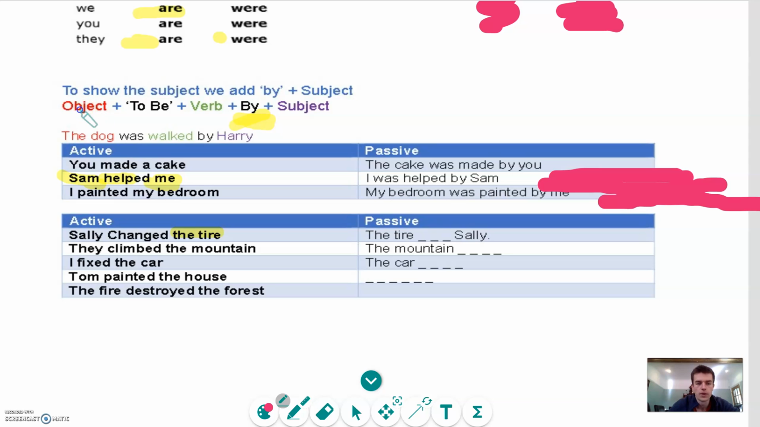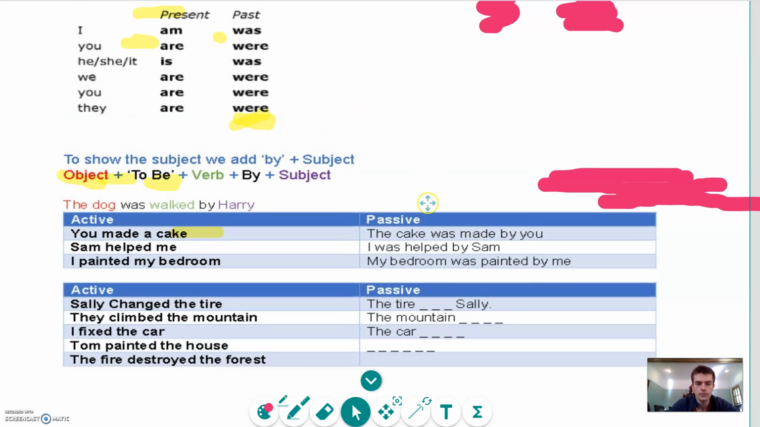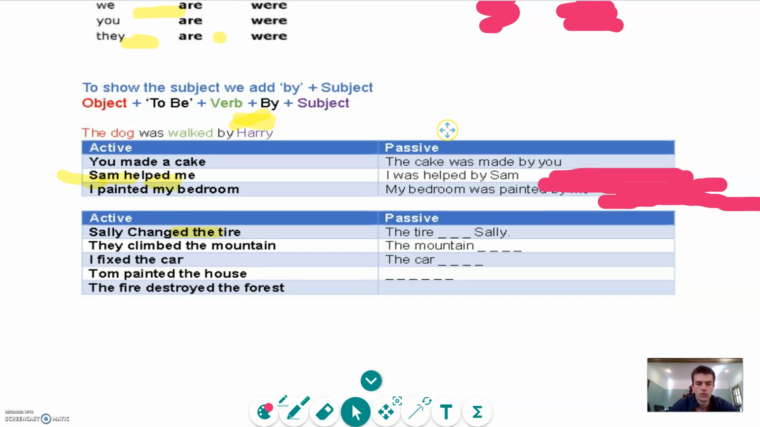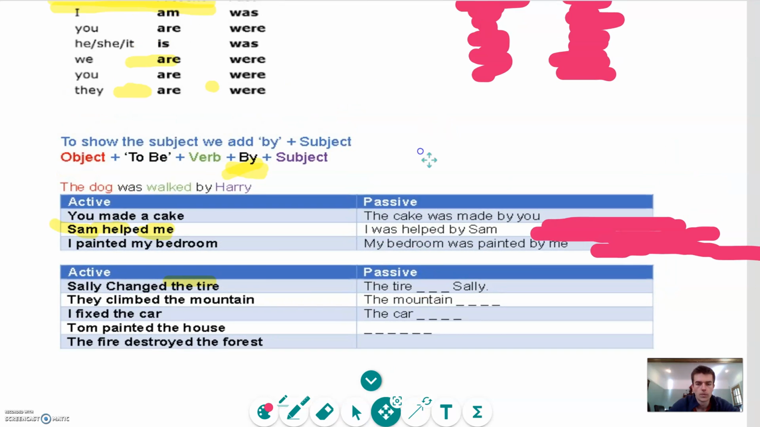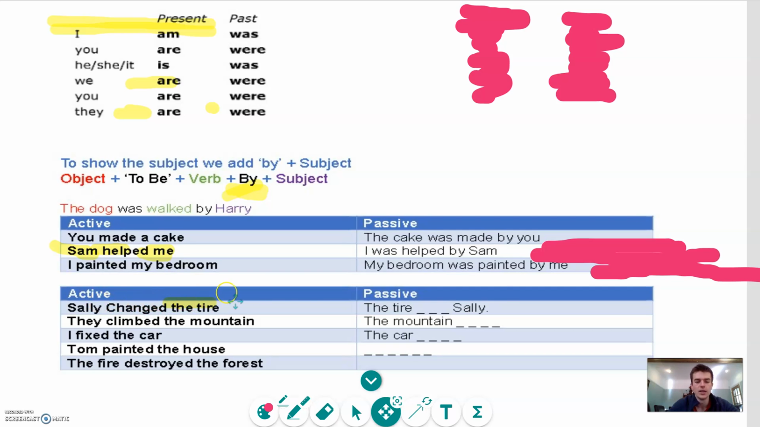So the tire goes to the front of the sentence because it's the object, and then we have three gaps. So we need to conjugate to be. Sally changed a tire. The tire is an object in the past, so the tire was. And then we have the verb, which is changed. And then we have "by", because we're showing it's done by Sally. And Sally, the subject, is now at the end. So that becomes "the tire was changed by Sally".